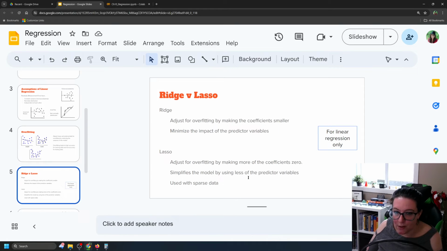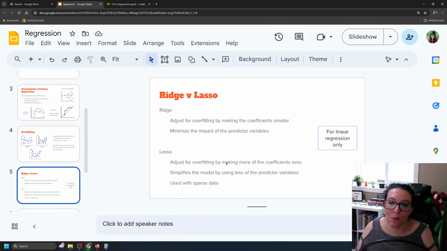Lasso regression says, okay, we have overfitting because we have too many variables. And so what it does is it actually makes some of the coefficients zero. So it's essentially saying, let's simplify the model by using fewer of the predictor variables. And we can use this lasso regression if we have sparse data.